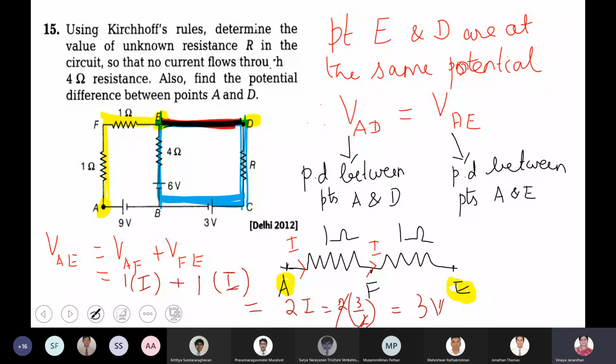Can someone put this in the chat box so that I can go for the next one? Shall I move to the next numerical? Yes, ma'am. Next one.